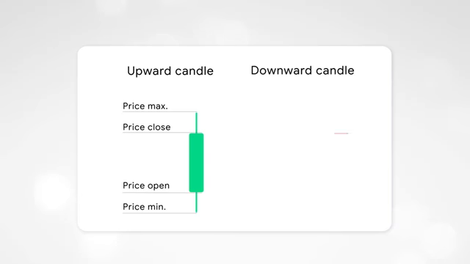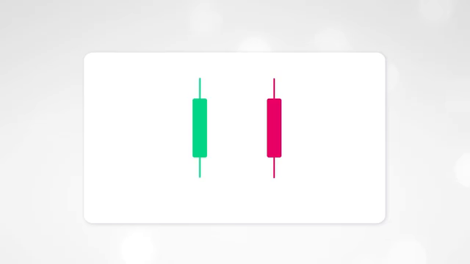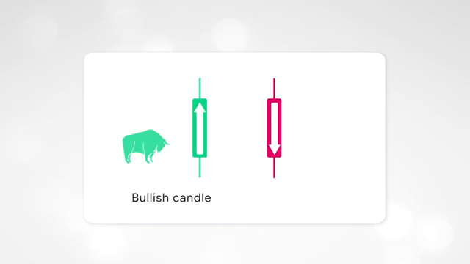Red means that in the period of formation, the price went down. The upper boundary of the body indicates the price at the opening of the candle, and the lower boundary shows the closing price. Color signals a rise or decrease in price over a certain period of time. A green candle is called bullish. A red one is bearish.